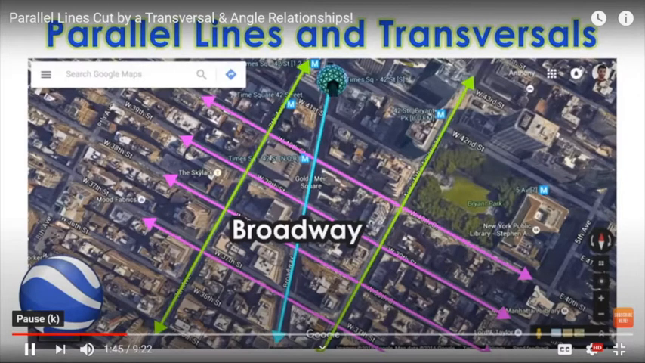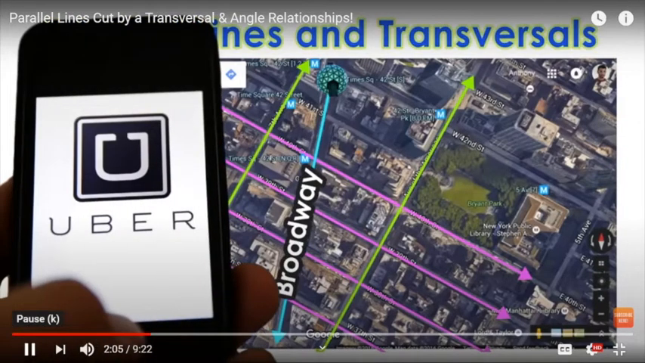And Broadway is unique because it does not run parallel to any of the other streets on the grid. And when parallel lines are cut by transversals, like in the case of the street map, we have some very unique and characteristic angle relationships, which we are going to go ahead and explore further in this lesson. So let's call an Uber and get out of the city.